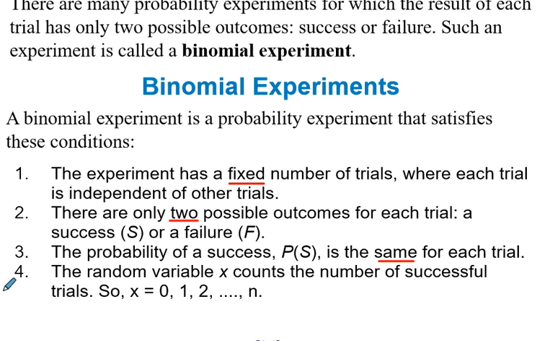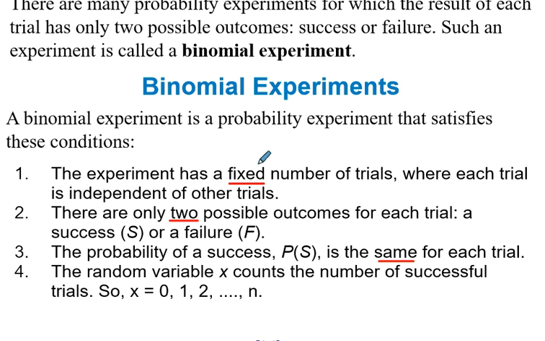Condition number 1, the experiment has a fixed number of trials, where each trial is independent of other trials. Fixed meaning we set the number of trials from the onset, and the outcome of one does not have an effect on later trials. Condition number 2, there are only 2 possible outcomes for each trial. Each trial is either a success or a failure. However, we depend on defining those items.